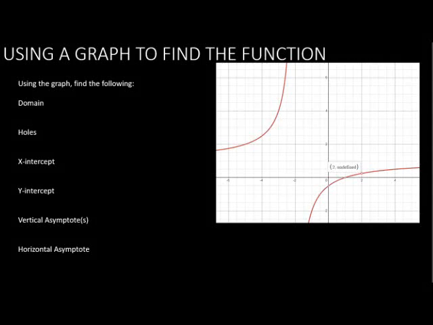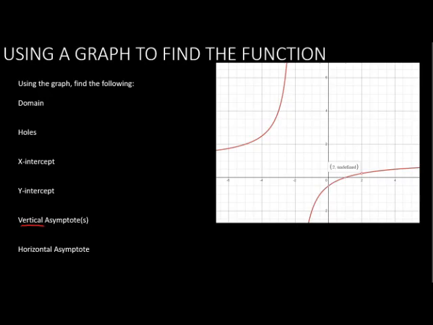In this problem, we've been given the graph of a rational function. What we'll do is gather information about that function and then use that information to figure out what the original function was. Let's begin by looking for the asymptotes. First, we'll start with the vertical asymptote.